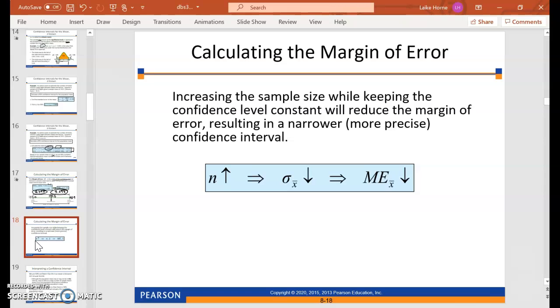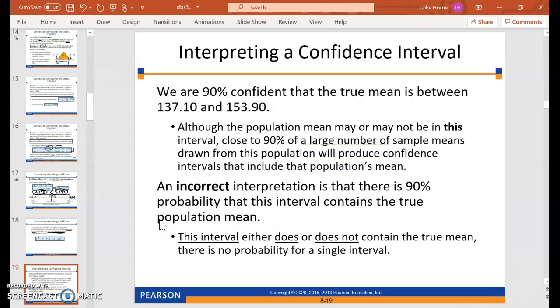Okay, another important concept is what happens when we increase the sample size and keep the confidence level constant. If you up the sample size, it's going to make the margin of error go down, and your confidence interval is going to be narrower and more precise. Why? Because when you increase the sample size, it's getting closer to the actual population.